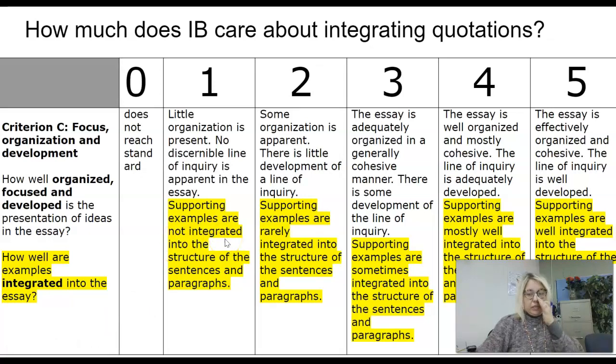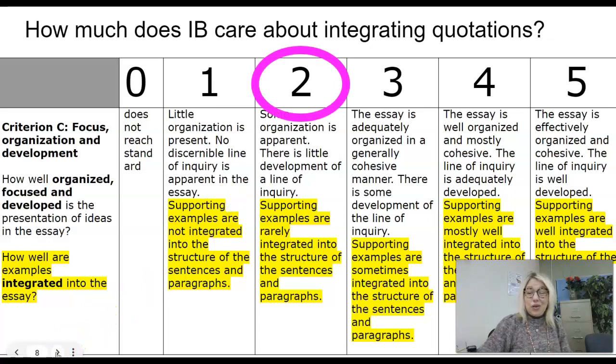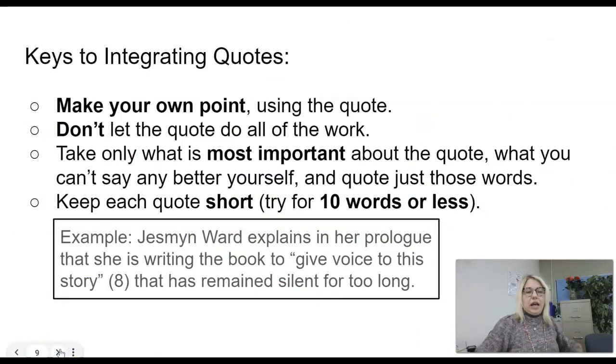So since Criterion C is about 2 different things, one piece of it is the integration of quotes. I don't think that you're going to be able to score higher than a 2, though, for Criterion C if you don't integrate your quotes, because even a 2 has rarely integrated, meaning that some quotes are integrated. So be careful, because this is a really easy way to both earn points and kind of a bummer way to lose points.